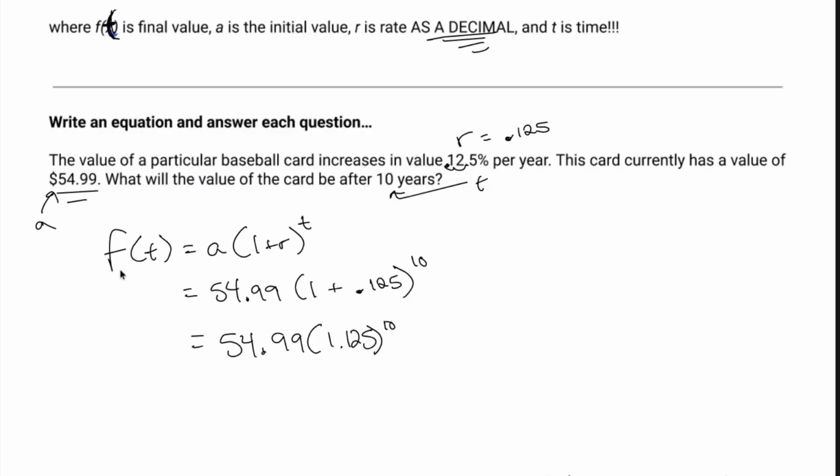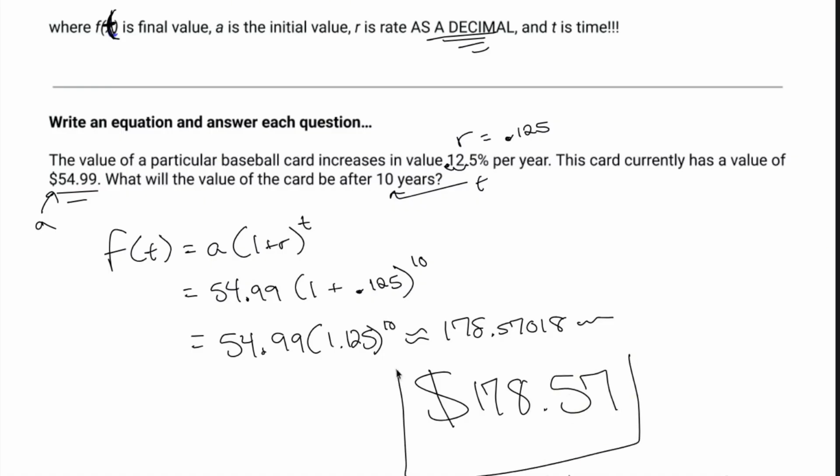Okay? I'm going to quick run off to the side, I'm going to quick run to Desmos and find out what that number is because we don't need to go to Desmos ourselves. It's just a waste. All right, so the number that I ended up getting was 178.57018 blah blah blah, but this is money, so it's going to be $178.57. Okay? One more problem.